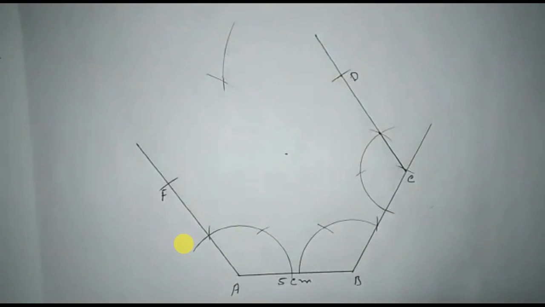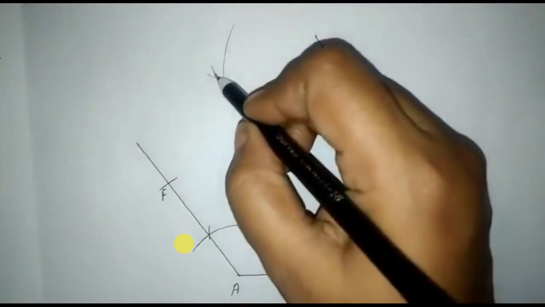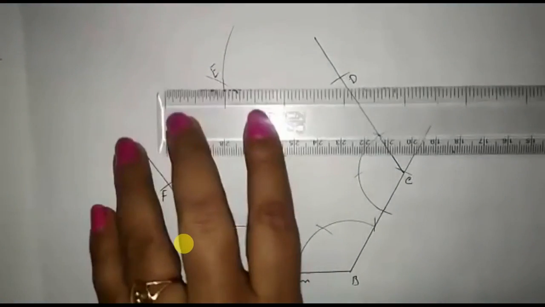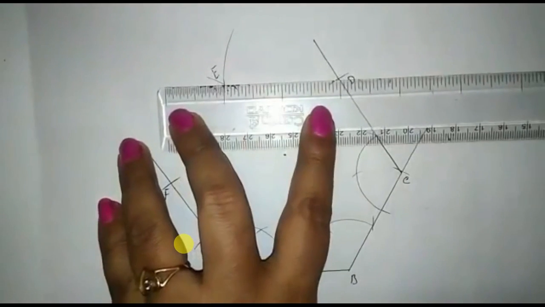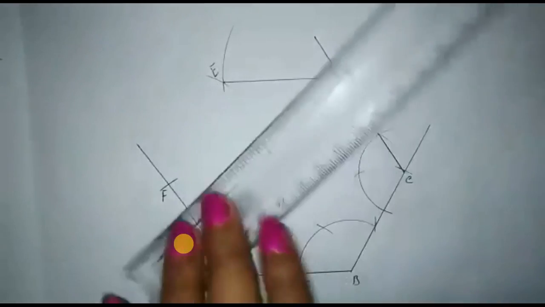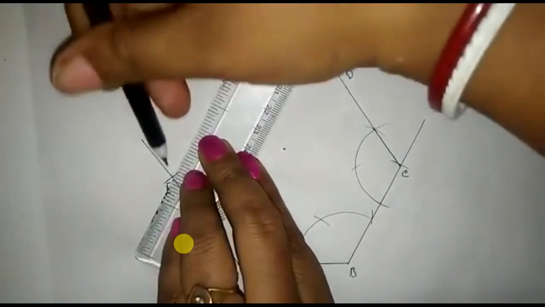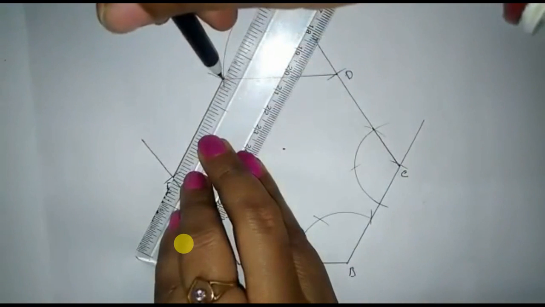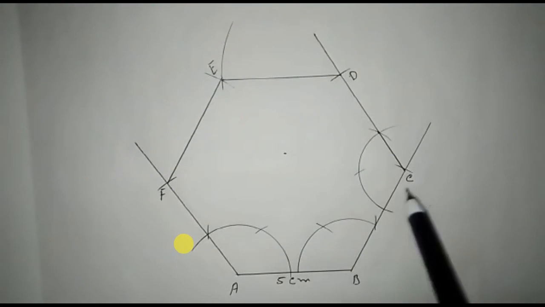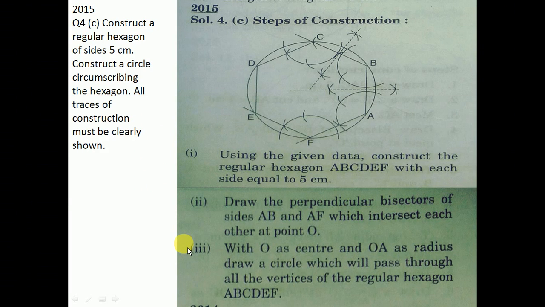Join those two now. Means previously we had 4, now it becomes 6. This is the last point we got. Join all of them. If you join all of them, it will be a hexagon with 6 sides. Means it's a regular hexagon, all sides are 5 centimeter, and we have got exactly 120 degree for all of them. So like this, you can construct a hexagon with 6 sides, a regular hexagon.